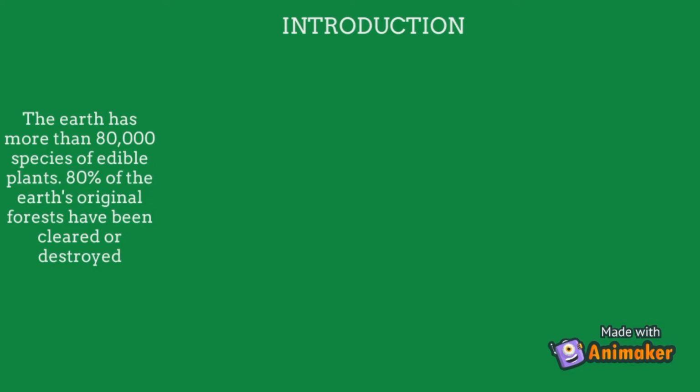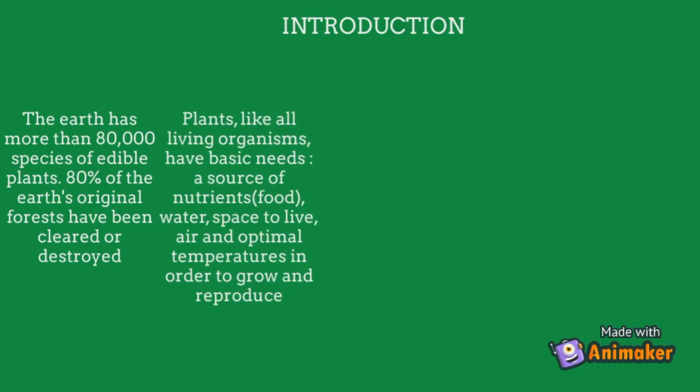Did you know? The Earth has more than 80,000 species of edible plants. 80% of the Earth's original forests have been cleared or destroyed. Plants, like all living organisms, have basic needs: a source of nutrients as food, water, space to live, air and optimal temperatures in order to grow and reproduce.